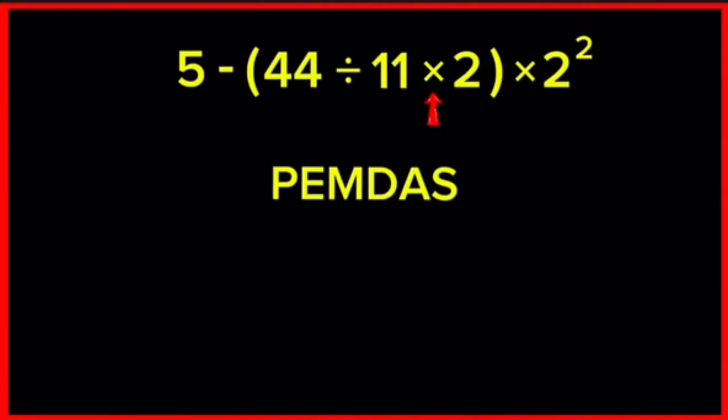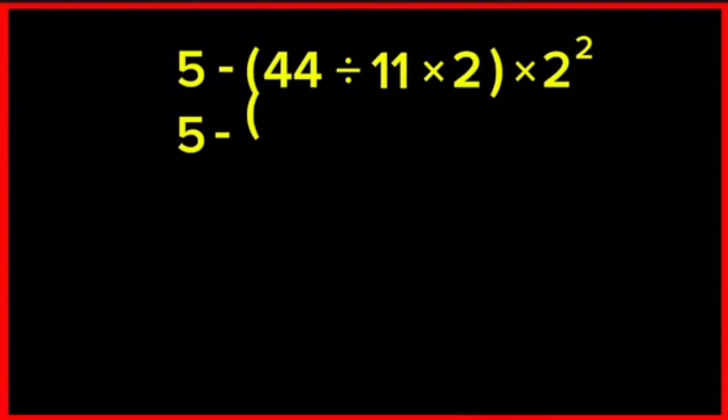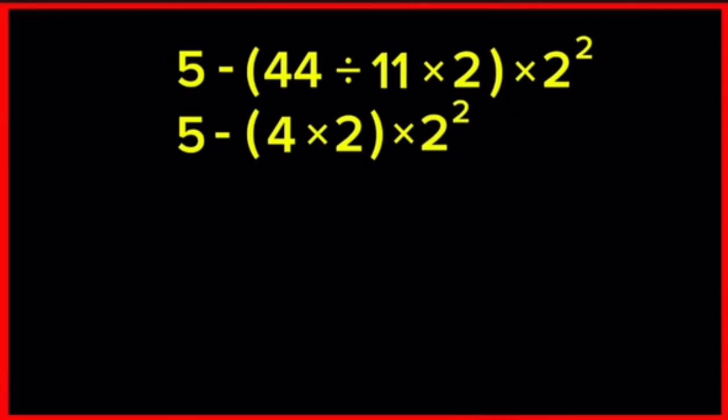It is extremely important to understand that multiplication and division share the same level of priority, so we must solve them from left to right. Therefore, we first divide 44 by 11, which gives us 4. The expression now becomes 5 minus (4 multiplied by 2) multiplied by 2 squared. Next, we multiply 4 by 2, which gives us 8. So the expression becomes 5 minus 8 multiplied by 2 squared.